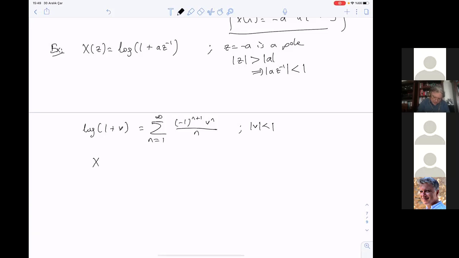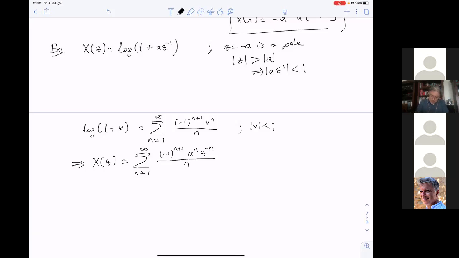Of course, this is valid for magnitude of v less than 1, and that is the case for you as well. So x of z is equal to the same summation from 1 to infinity, the same things, -1 to the power n plus 1, and v is equal to az inverse, so v to the n is equal to a to the n, z to the minus n, divided by n. This is the polynomial approximation. As n goes to infinity, it converges to the polynomial approximation of logarithm of 1 plus a z inverse.